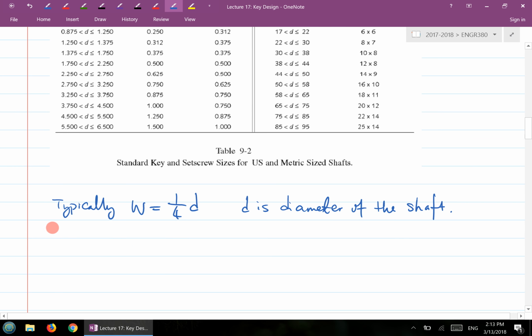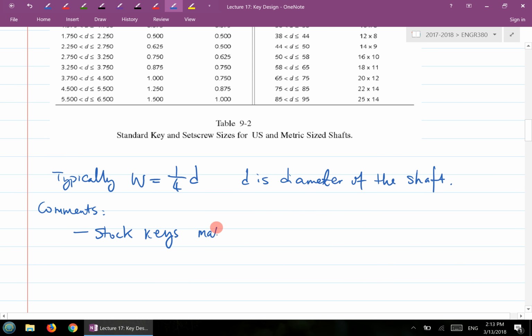And there are a couple of comments I wanted to make before we move on here. So the first comment is the key material. Typically you don't need to pick a very expensive material for the key, and I'll explain that. The stock key materials are typically low carbon, cold rolled steel. So typically very cheap material, and very easy to find.